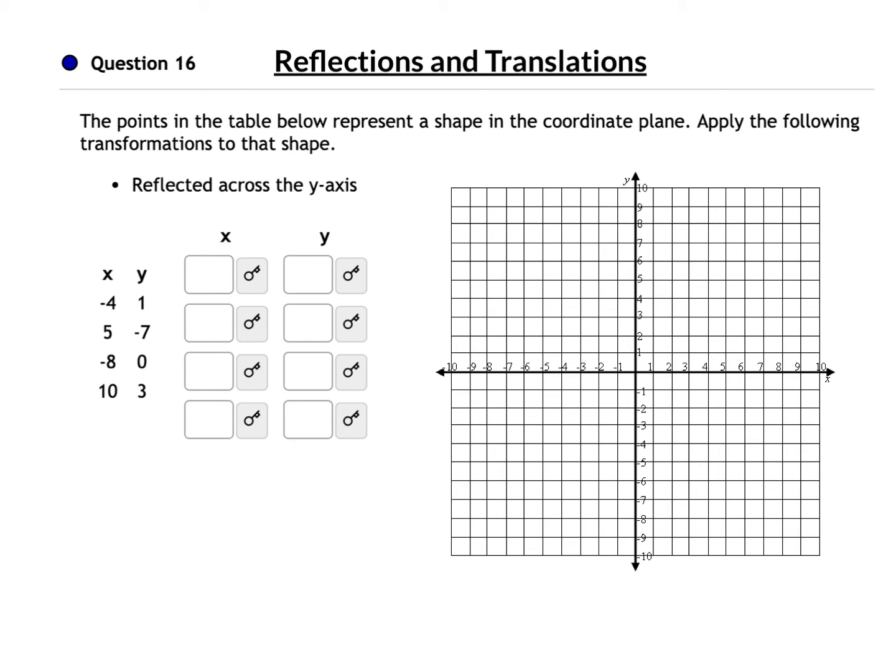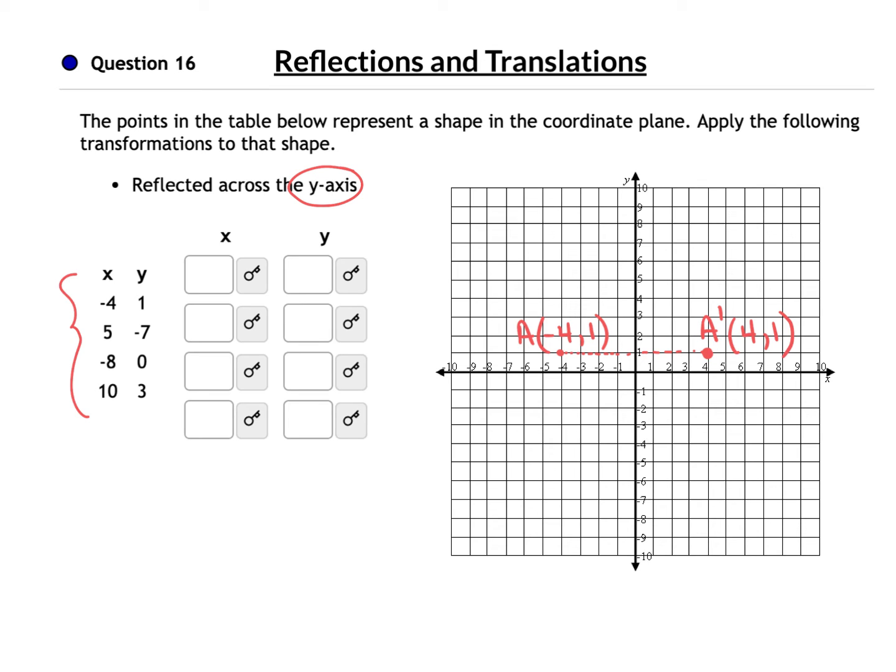Question 16. This time we're going to reflect these points in this table across the y-axis. The point -4, 1 reflected across the y-axis is 4 units away from the y-axis along a perpendicular. We'll go 4 on the other side, and we end up at 4. If we call the first one A, it's -4, +1. It becomes A prime, which is +4, +1.